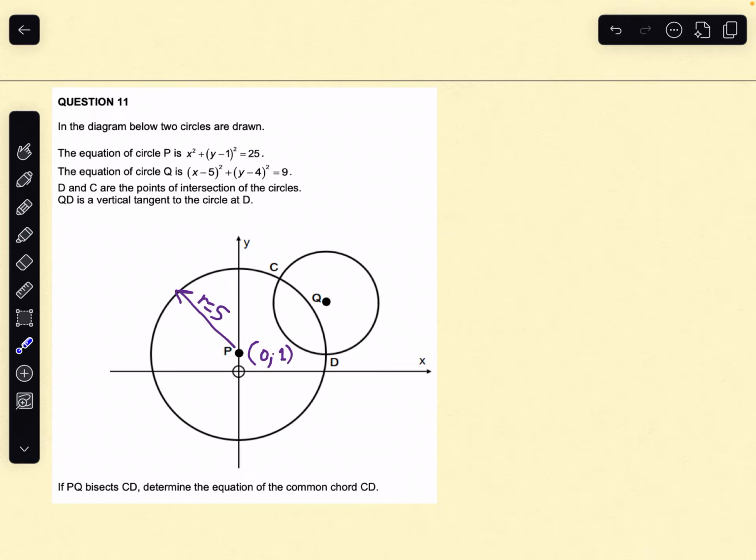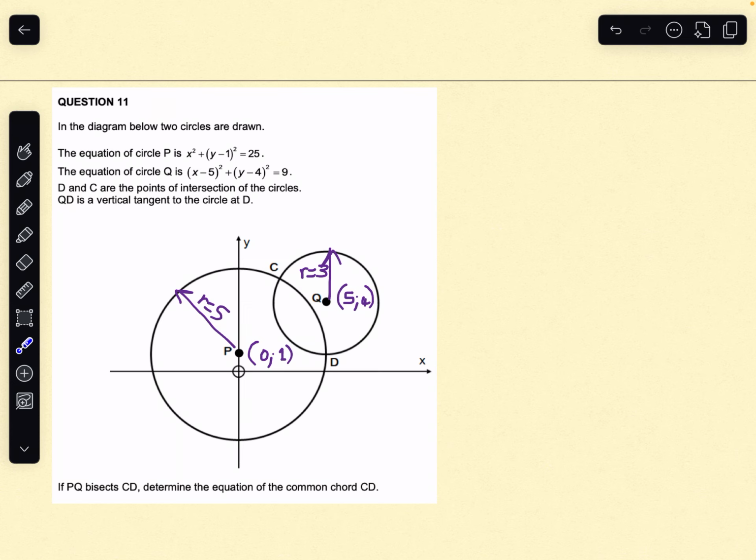Good. Then the equation of circle Q, okay, so circle with center Q, is (x minus 5) squared plus (y minus 4) squared is equal to 9. So that tells us that the coordinates of Q are (5, 4), and the radius of this circle is the square root of 9, which is 3. Okay, good and well. Now, D and C are the points of intersection of the circles.